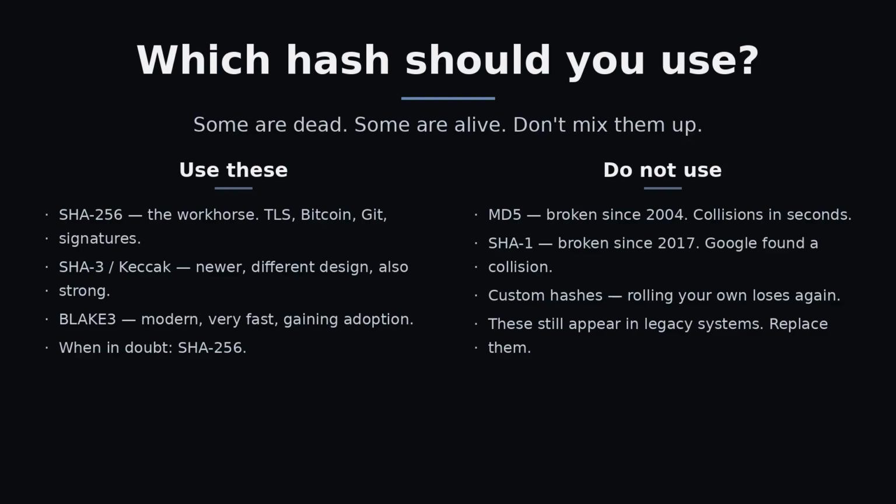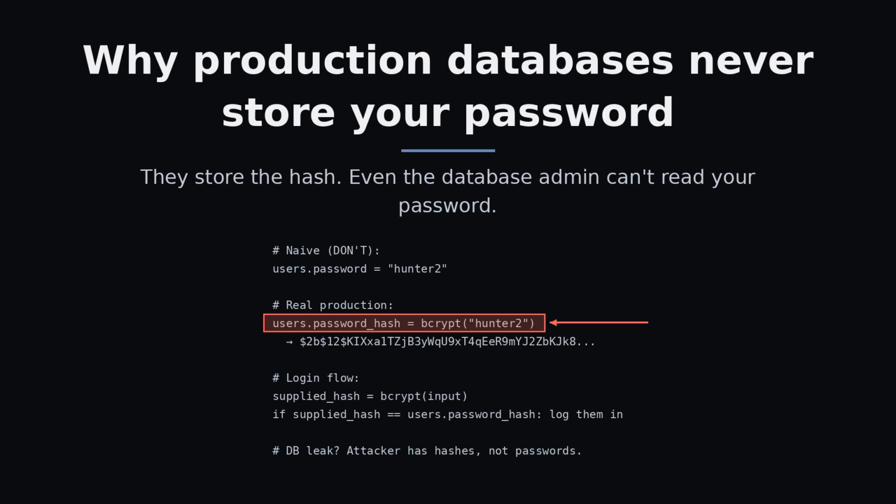Both still appear in legacy systems and need to be replaced wherever they're found. The first place you meet hashing in production is password storage. A real system never ever stores your actual password. It stores the hash of your password. When you log in, the server hashes whatever you typed and compares the hash to the stored hash. Match means correct password. Even the database administrator can't read your real password.